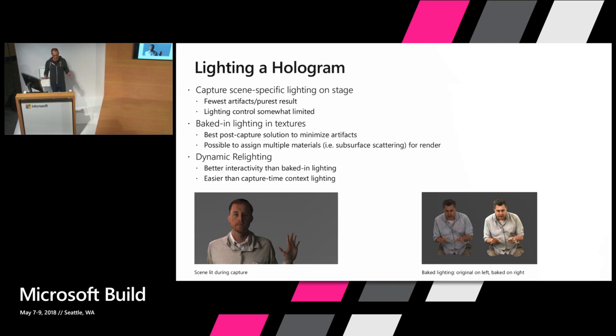Another alternative is to use baked-in lighting in the textures. A lot of people have been pre-processing these texture sequences and baking the lighting in there. You get some pretty high-quality results. But another alternative is to do dynamic lighting using the vertex normals that we embed in our meshes during the iterative processing pipeline. That gets you some better interactivity, and it's certainly easier than pre-processing the textures or lighting the scene as you would on the stage.